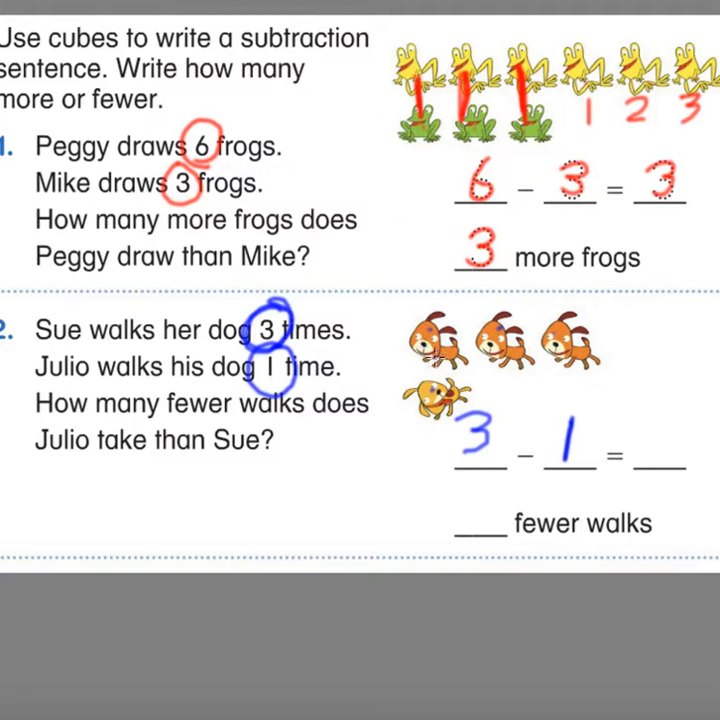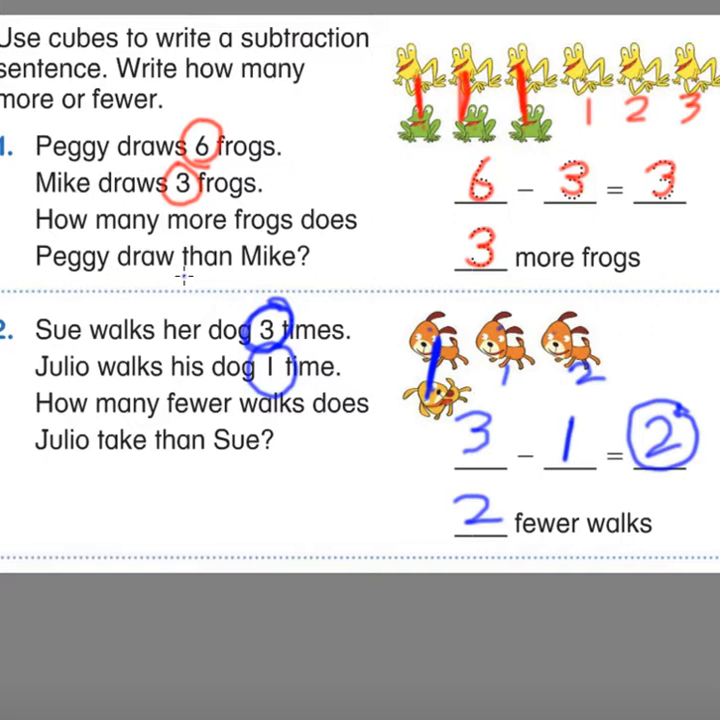And now let's pair our friends up and have them hold hands. Here's 1 set of friends. And that's it. There's no one left to hold hands with. So let's count these dogs. 1 and 2. So 3 minus 1 equals 2. And that's our answer. Our answer is 2, and we're going to write it down here also. 2. So they ask us, how many fewer walks does Julio take than Sue? He took 2 less walks.